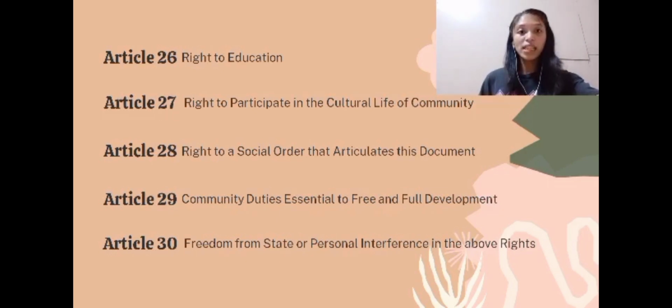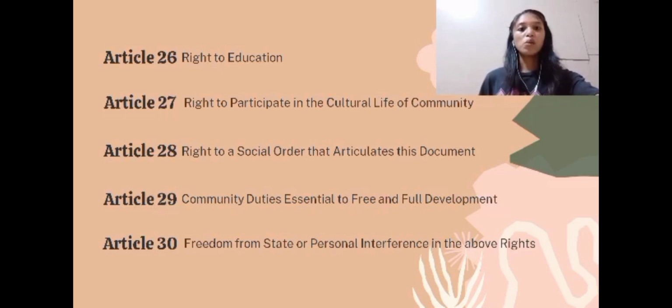So everyone has the right freely to participate in the cultural life of the community. They can enjoy the arts and share in scientific advancement and its benefits. Article 28, right to a social order that articulates this document. It means that everyone is entitled to a social and international order in which rules and laws must be abided and certain standards, values, and norms must be maintained.